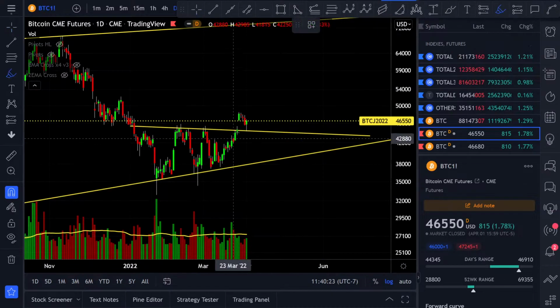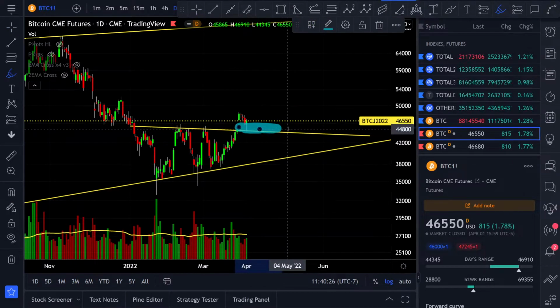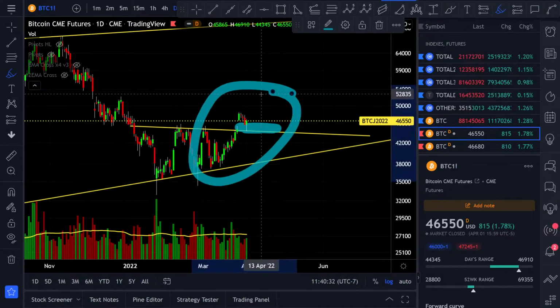What I'm talking about is, is this going to hold the support level right here, the gap support, or not? Just like the S&P 500, there's a relationship. It's correlated. It's connected.